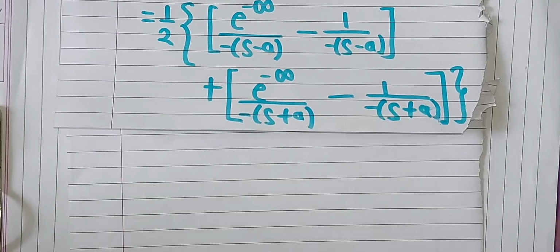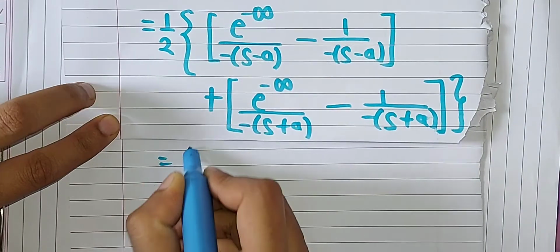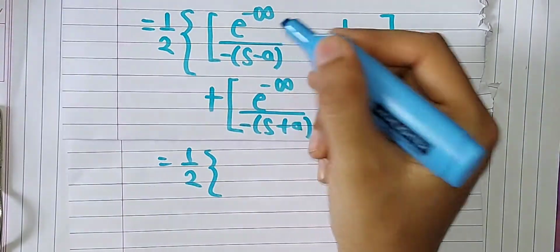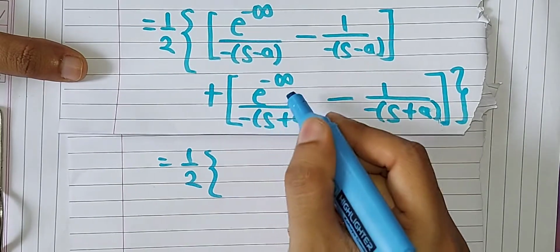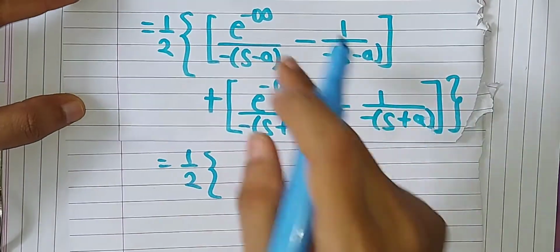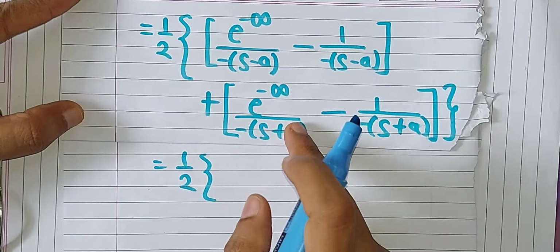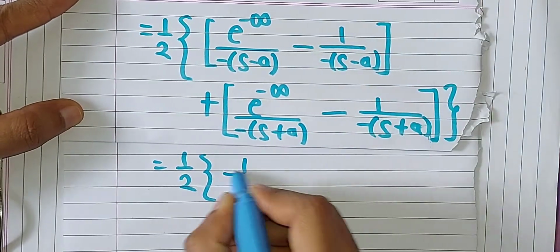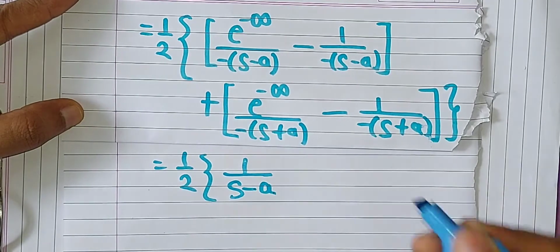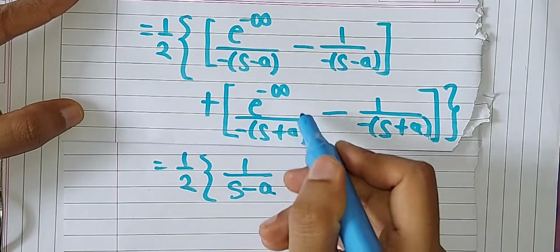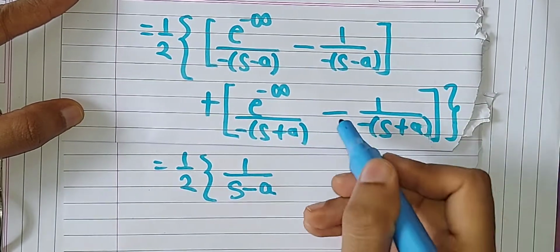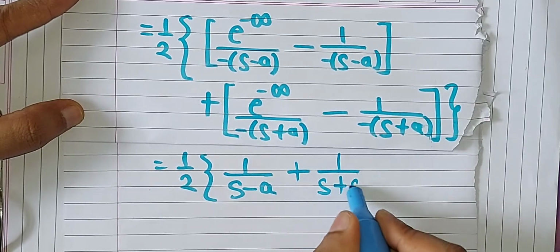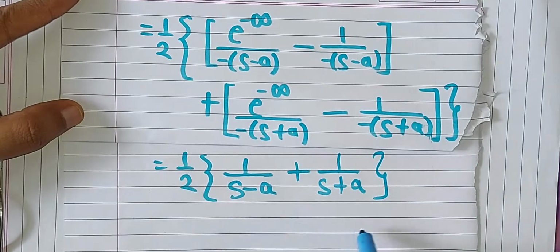The next step will be 1 by 2 as it is. e raised to minus infinity means 0, and similarly e raised to minus infinity means 0. So the first term and the third term will be 0. In the second term, minus minus is plus, so the first element will be 1 upon s minus a. Similarly the third term is 0, therefore the fourth term is minus minus plus again, so plus 1 upon s plus a. So this is your new value.